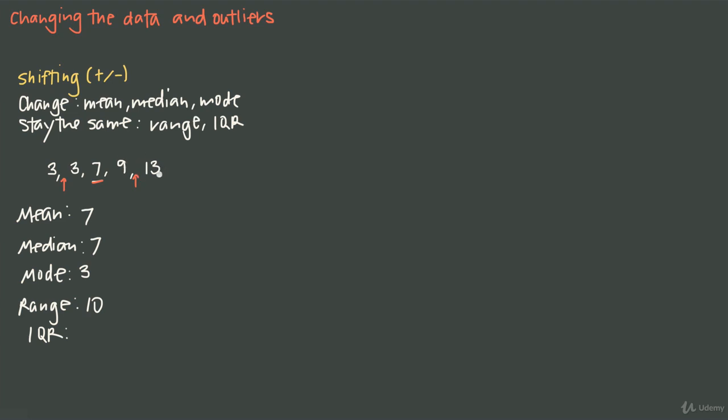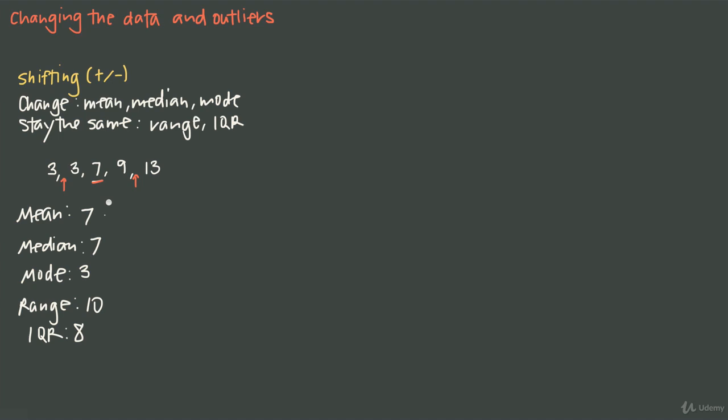So the mean of 9 and 13, 9 plus 13 is 22. 22 divided by 2 data points is 11. So we get 11 for the top half, 3 for the bottom half. So 11 minus 3 will be 8. So the interquartile range is 8.